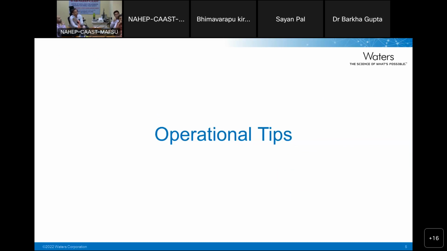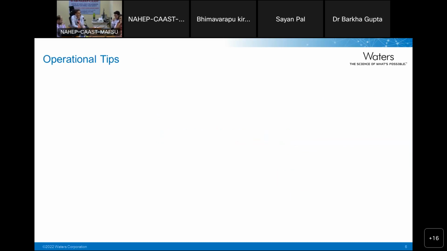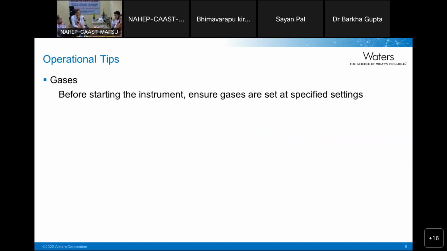The operational tips when you are performing the LCMS experiments: you can follow these steps to have minimum breakdowns and get optimum results. Starting with the gases. Before starting the instrument, ensure gases are set at the specified settings.